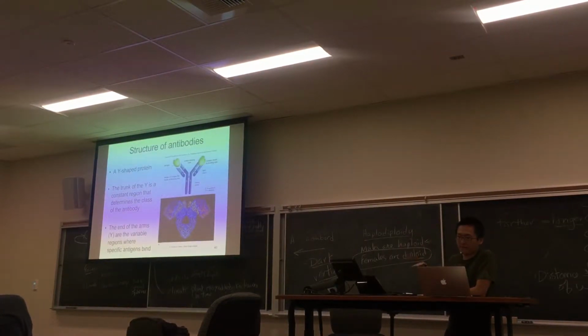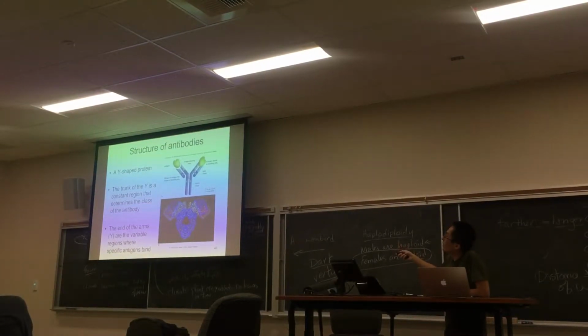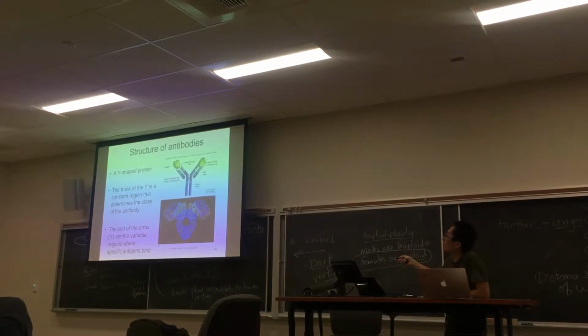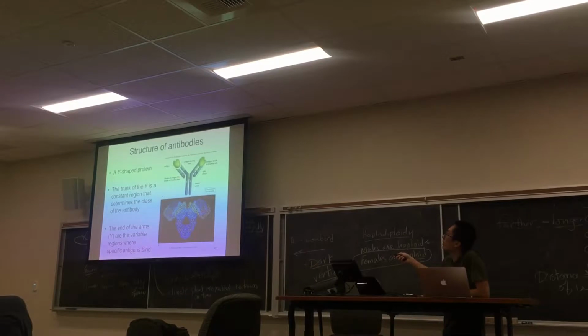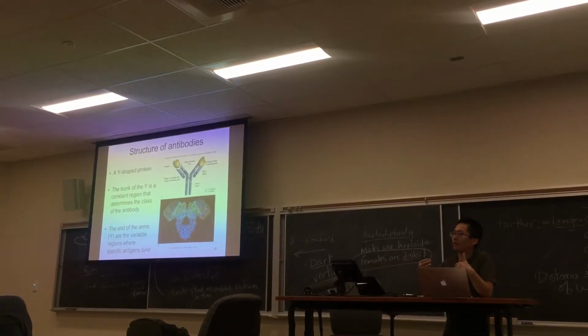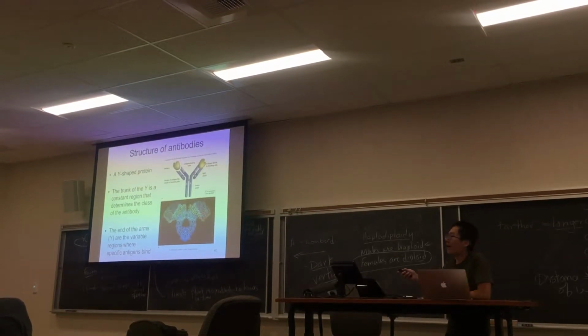I will show you later, but first I will show you the structure of the antibody. The structure of the antibody has a heavy chain. This longer one is called the heavy chain. The shorter one is called the light chain. You can see they are labeled C or V. The C is the conserved region. Almost all antibodies have a similar sequence there, so we say it's more conserved. The tip of this is more variable.